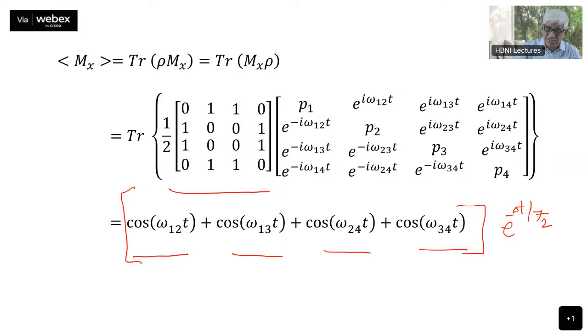Therefore, this information is contained in the density matrix. No matter what your system is, whether it is equilibrium or non-equilibrium, which things are populated and which are not populated, you will get full information about this if you understand the density operator, the density matrix. So that is where the importance of the density matrix comes in.